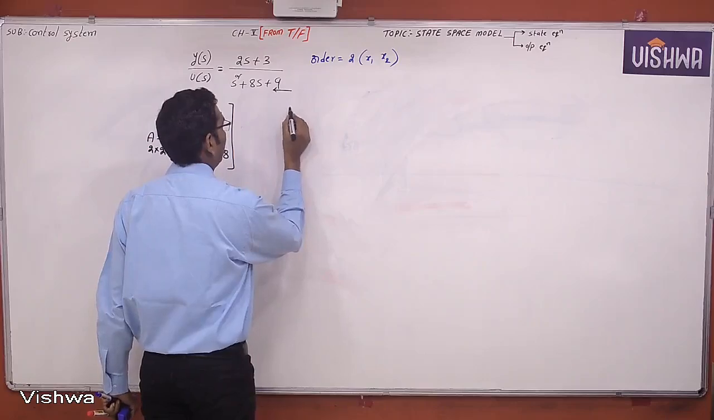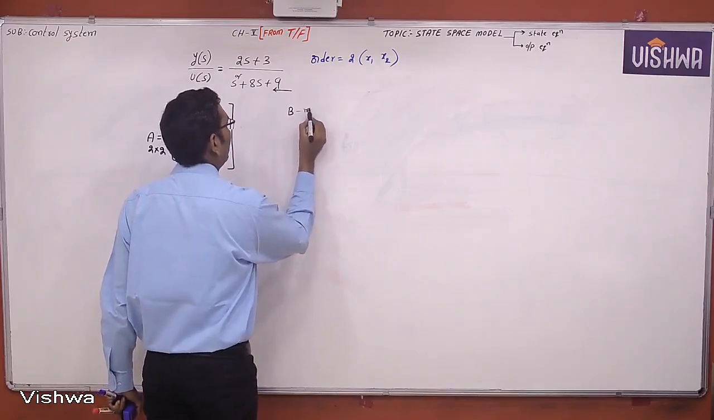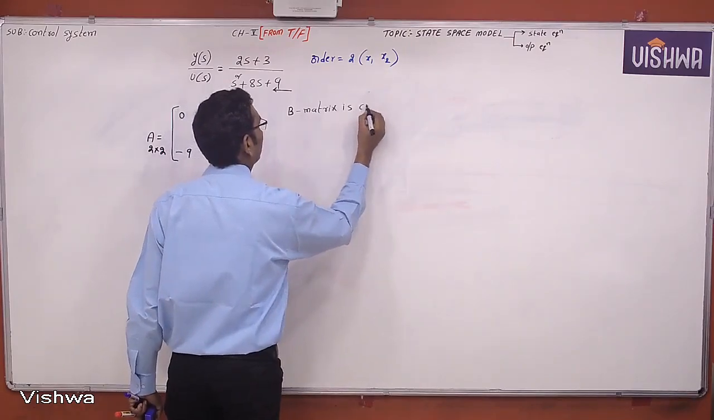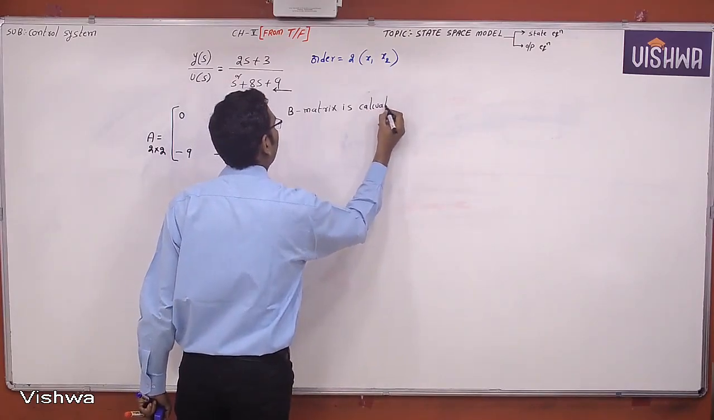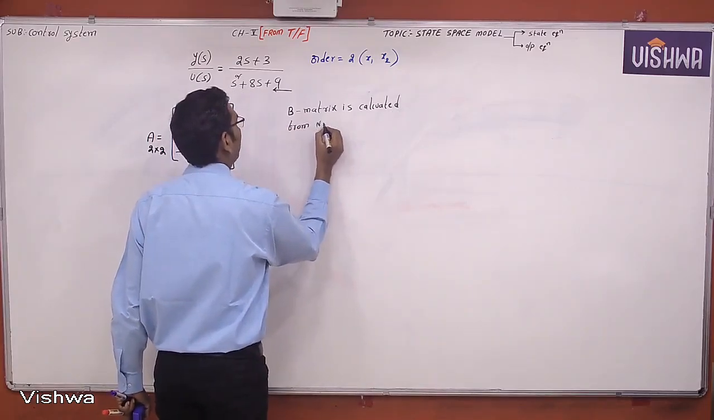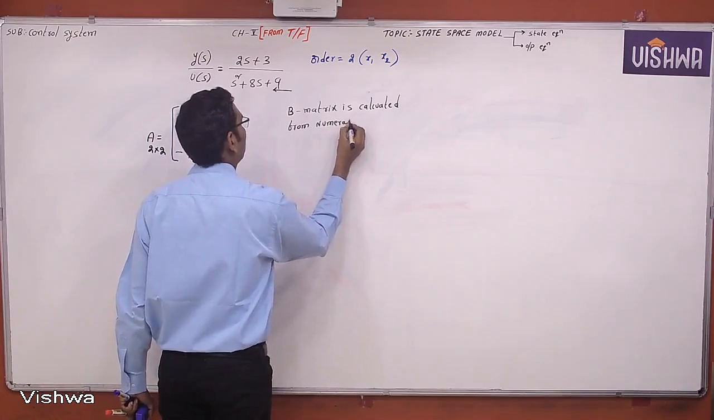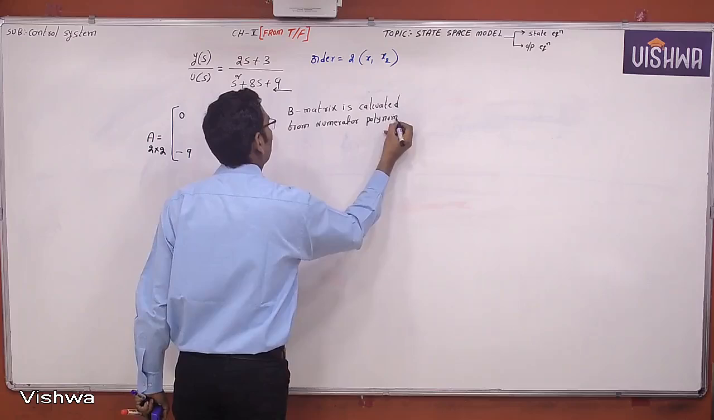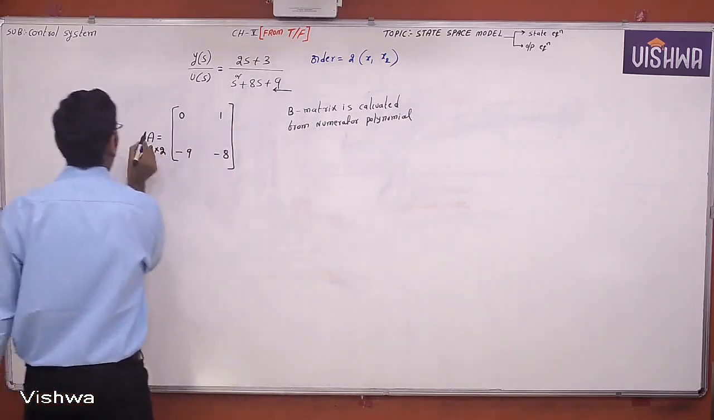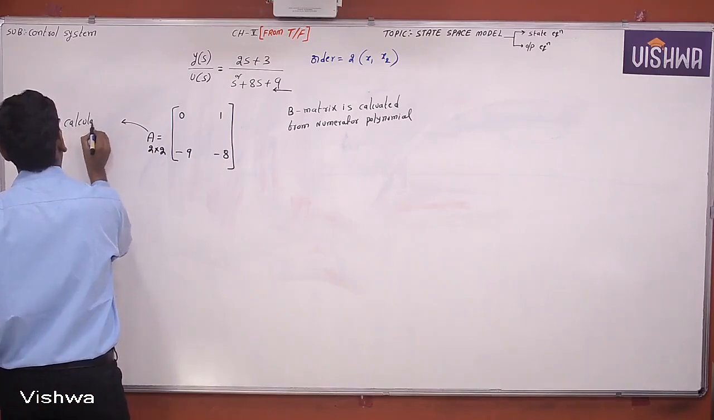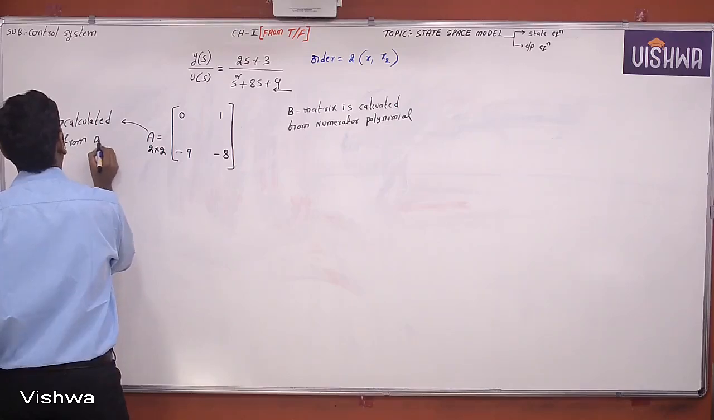First I will write B. B matrix is calculated from the numerator polynomial. A matrix is calculated from the denominator polynomial.